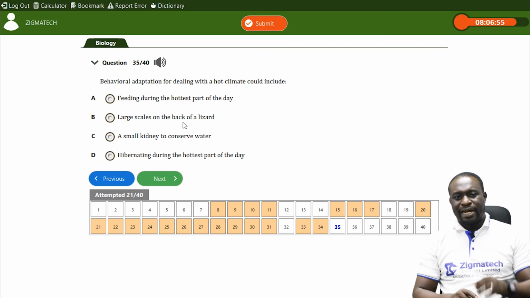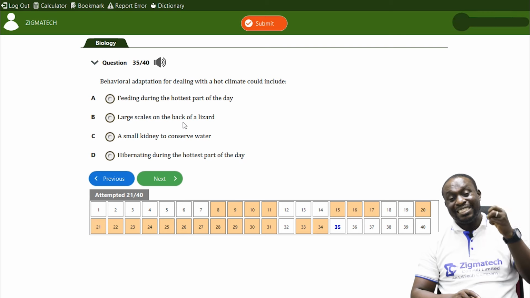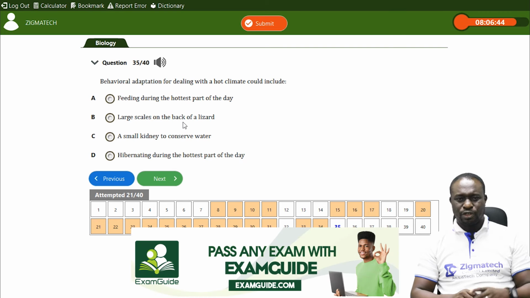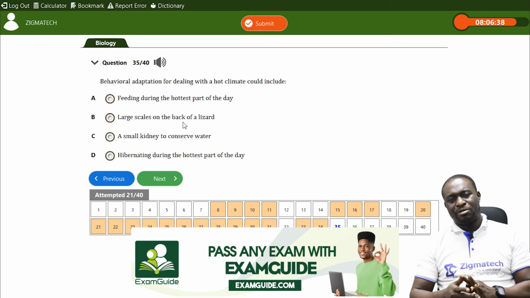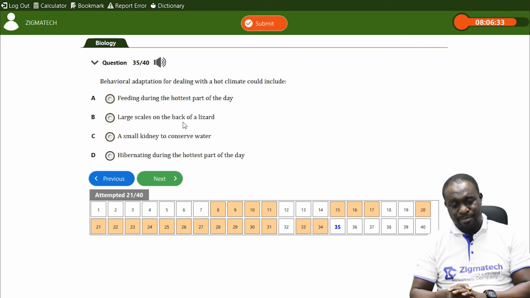Now, there are three behavioral adaptations that deal with hot climate, or that deal with adverse weather conditions. Hot climate is an adverse weather condition. Number one is what we call estivation. Number two is hibernation. And number three is migration. This is what living organisms, or mostly animals, do.